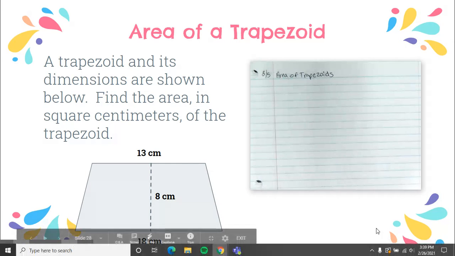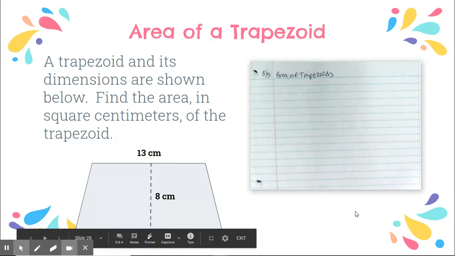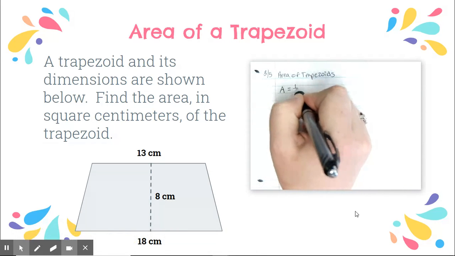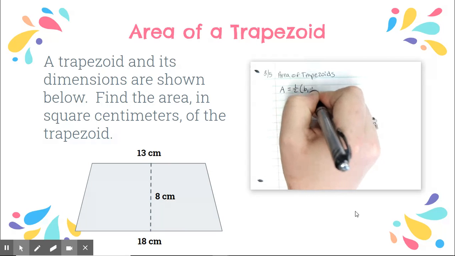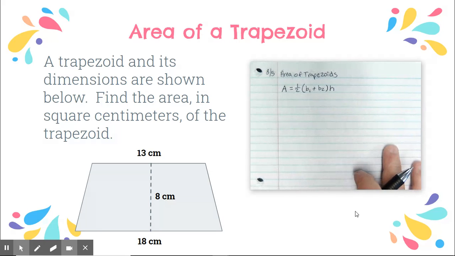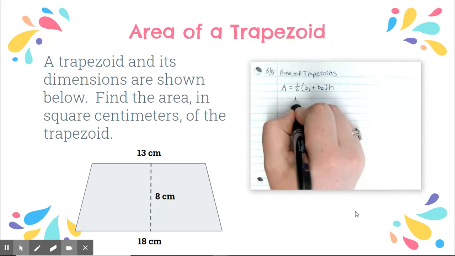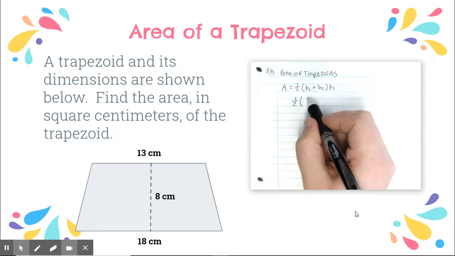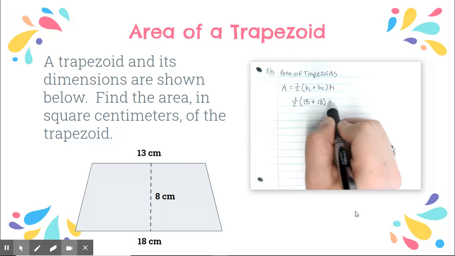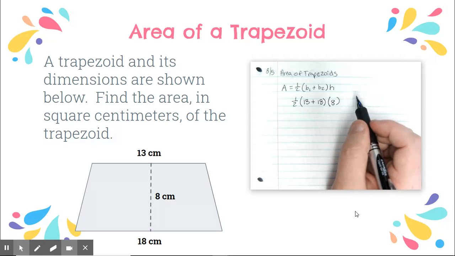Okay, a trapezoid and its dimensions are shown below. So I know for a trapezoid, it's 1/2 times the first base plus the second base, times the height. We're going to find the area in square centimeters of the trapezoid. I'm going to have 1/2 here, take that first base, the top, which is 13, plus that bottom, which is 18, and then multiply it by 8, which is the height, because that's how tall it is from up and down.